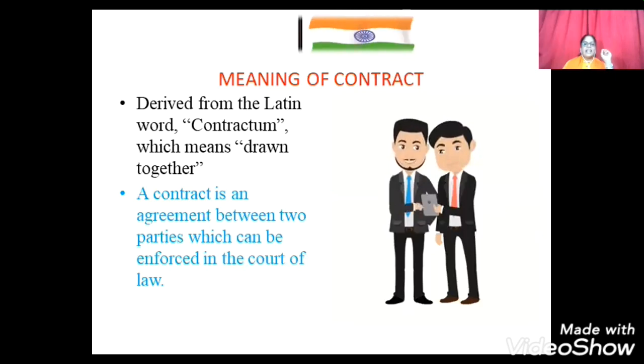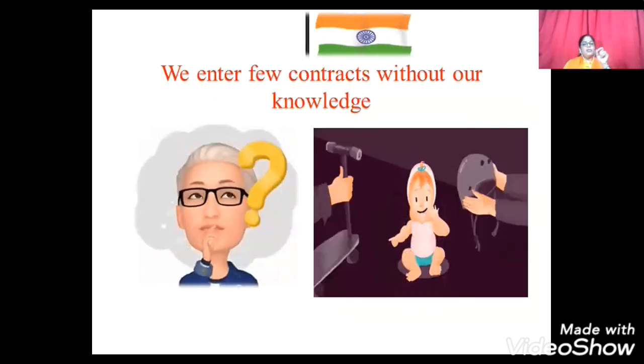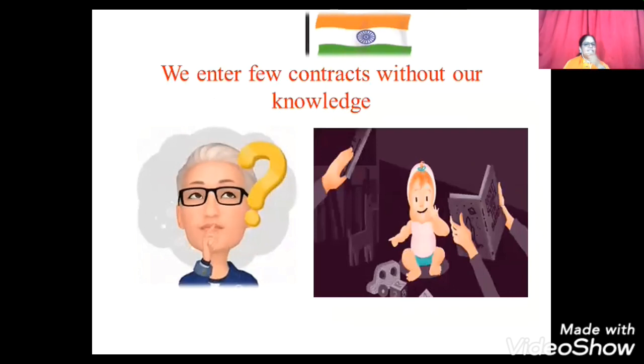A contract is an agreement between two parties which can be enforced in a court of law. Here we can see there are important words: one is agreement, the other is enforcement, and another is two parties. So as I said, in order to make a contract, we require two parties. Contract consists of agreement and enforceability. Now what is agreement and what is enforceability, we are going to learn in our next slide. But before that, let us look into this slide.